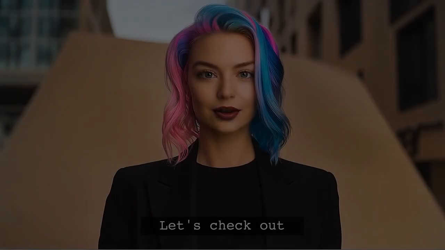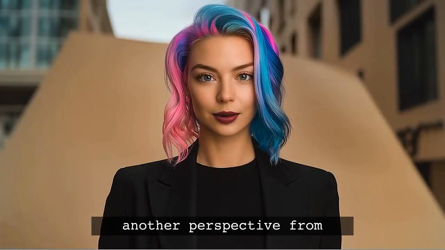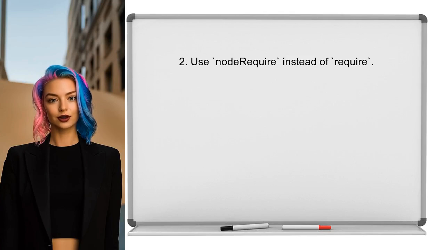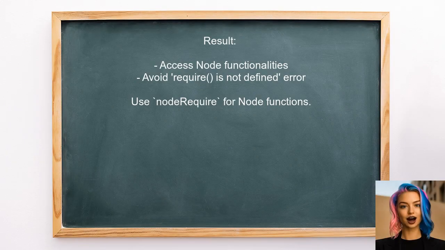Let's check out another perspective from a different user. An alternative solution from another user involves modifying your HTML document. They suggest adding a specific code snippet to your script element. This approach allows you to access Node functionalities without encountering the require is not defined error. It works fine for their application.